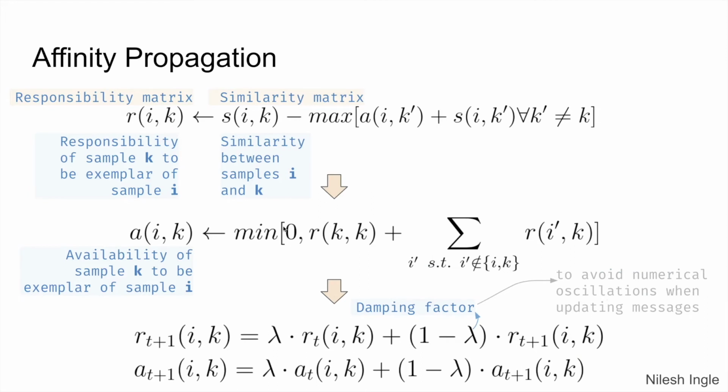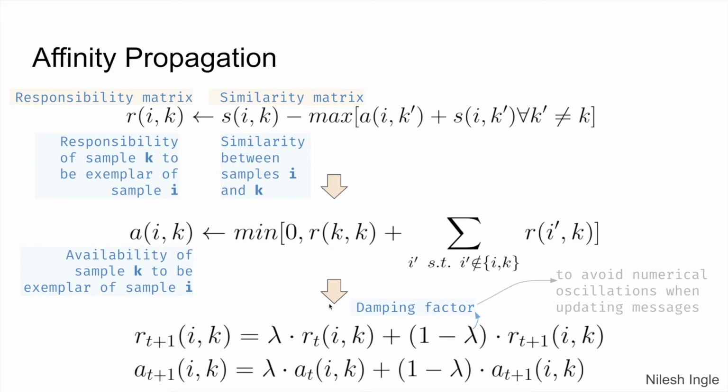And the responsibility matrix for the sample K to be exemplar of I is calculated based on this relation, which is based on the similarity between the samples I and K. Again, on the right hand side, we have this AIK, that's the availability. So the availability of sample K to be exemplar of X is given by the minimum value of these two, either 0 or responsibility of K plus the summed responsibilities of I dash K.